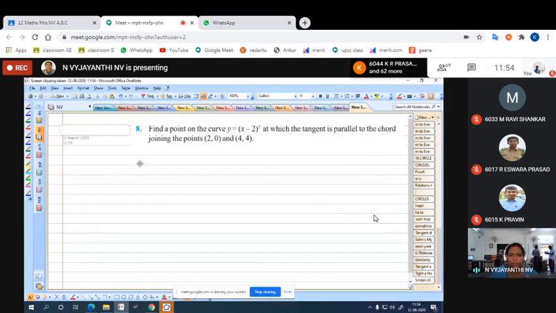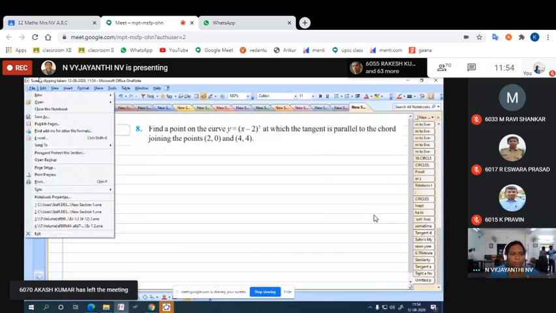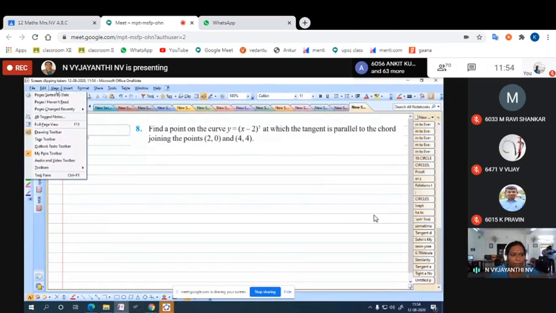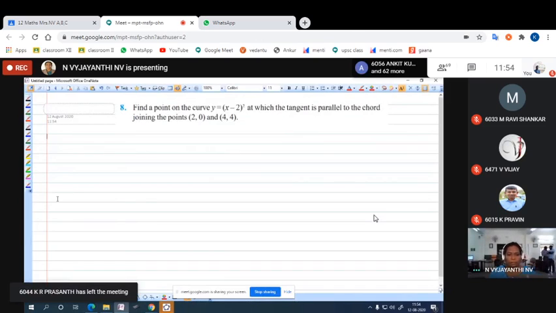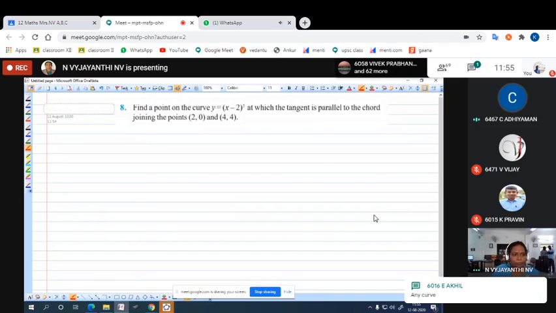Find a point on the curve y = (x − 2)² at which the tangent is parallel to the chord joining the points (2, 0) and (4, 4). So chord means it has to be only for a circle, or it can be for any other curve? It can be for any other curve, no?